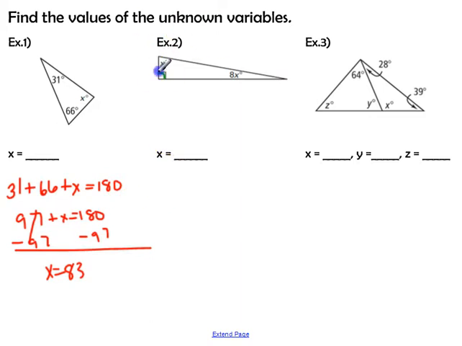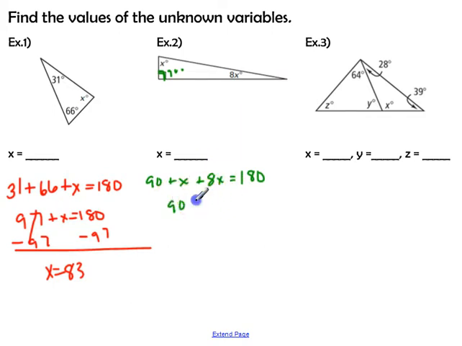In example 2, you should notice here that we have this right angle. So don't forget, right angles are always 90 degrees, if you need to remind yourself. We have this angle labeled x and this angle labeled 8x. So it's okay that we have two different angles with variables. We're going to work with them the same. That angle that's a right angle plus the angle labeled x plus the angle labeled 8x, and all together it's 180 degrees. So again, to solve for x, first we want to combine like terms.